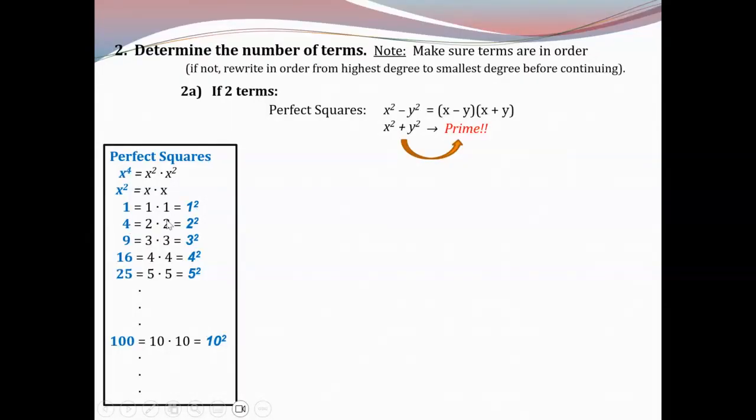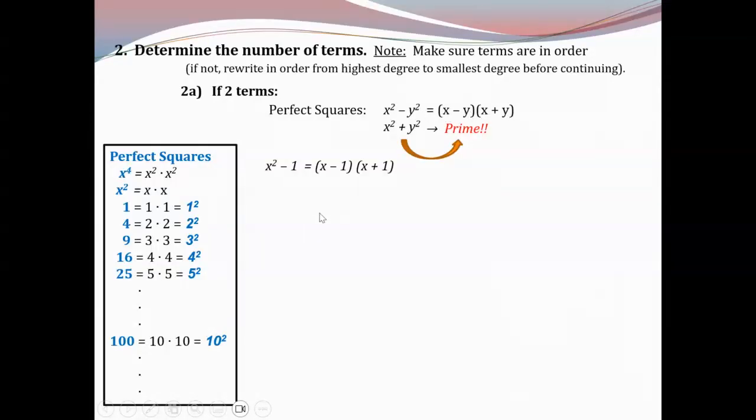4 is a perfect square because 2 times 2 will give me 4. 9 is a perfect square because 3 times 3 will give me 9. 16 is a perfect square because 4 times 4 will give me 16. And I believe after that, but you got the picture. These are all called perfect squares. The x squared minus y squared are also called perfect squares. So x squared minus 1, the answer will be x minus 1 and x plus 1, following the formula here.